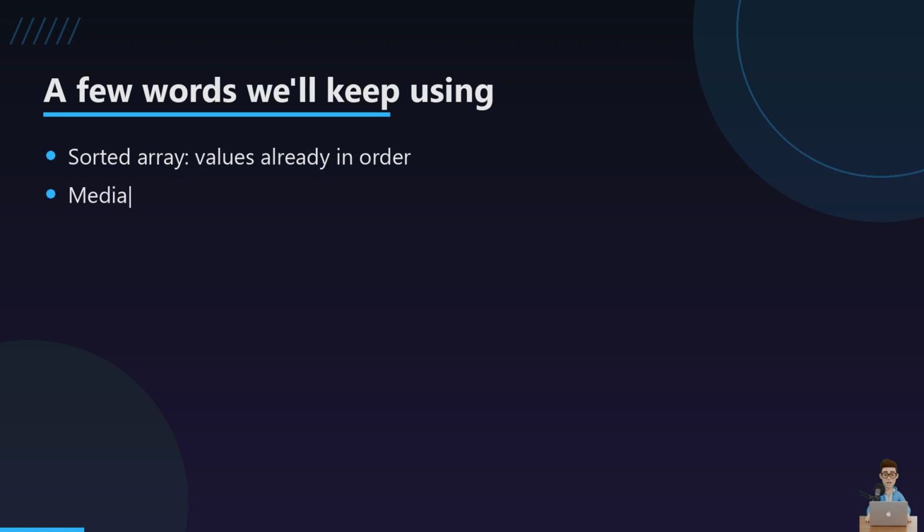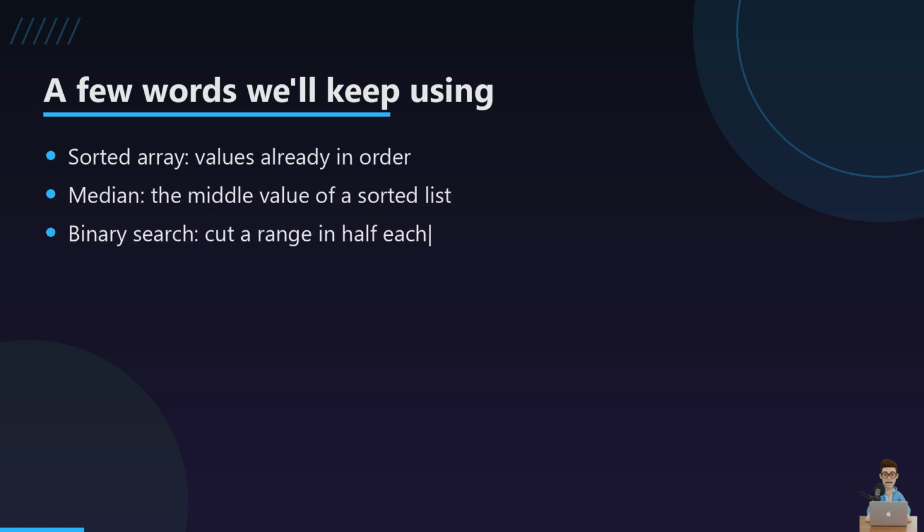Let's slow down and nail down 3 words before we go further, since we'll use them a lot. A sorted array is just a list of numbers already arranged from smallest to biggest. The median is the middle number, once everything is lined up in order. If there's an even amount of numbers, it's the average of the two middle ones. And binary search is a way of finding something quickly. Instead of checking every single option one by one, you make a guess, see if you should look higher or lower, and cut the number of options you're considering in half each time. Keep these 3 words in mind. We'll lean on them the whole video.